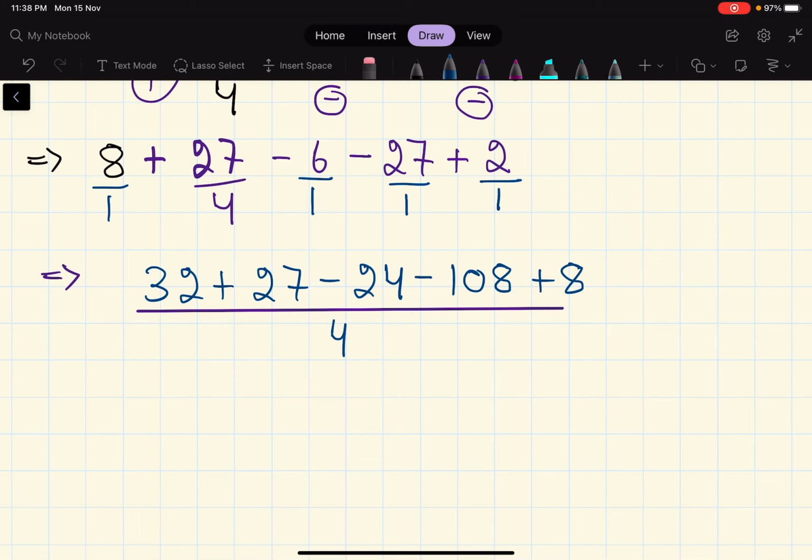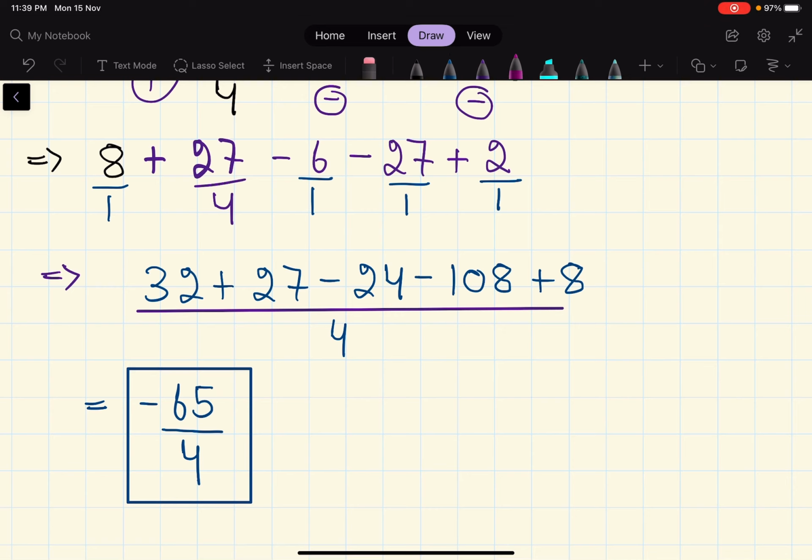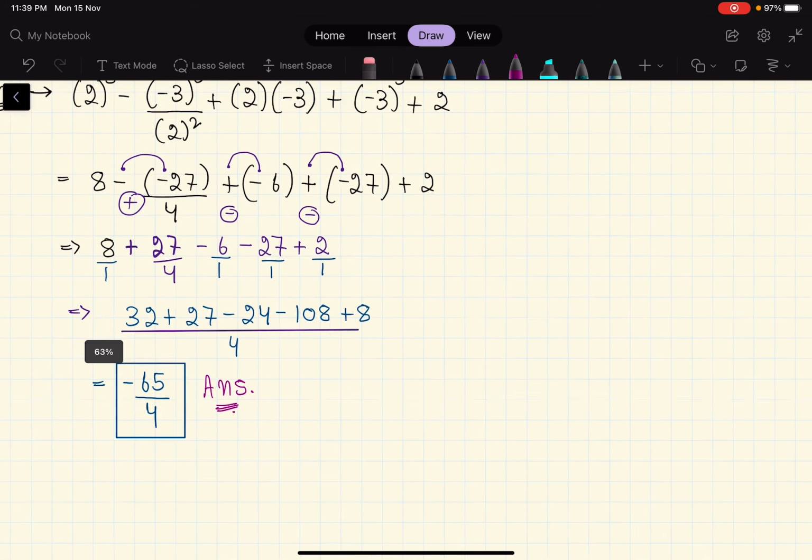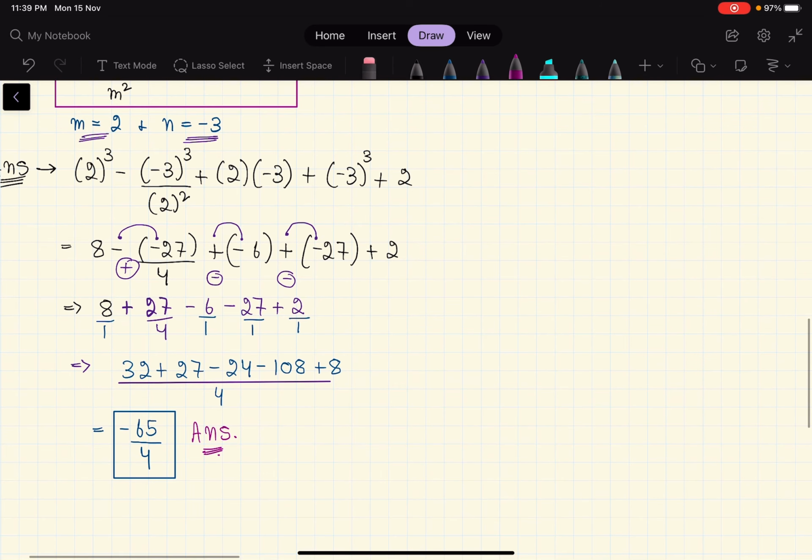So the answer comes out to be, wait, let me just calculate it using my calculator. So it's 32 plus 27 minus 24 minus 108 plus 8. So it's minus 65. So the final answer is minus 65 upon 4. This is our final answer, guys. A pretty easy question, but if you mess up the sign, this will be a hell of a lot more difficult for you. Alright, so that's all for the substitution lecture.